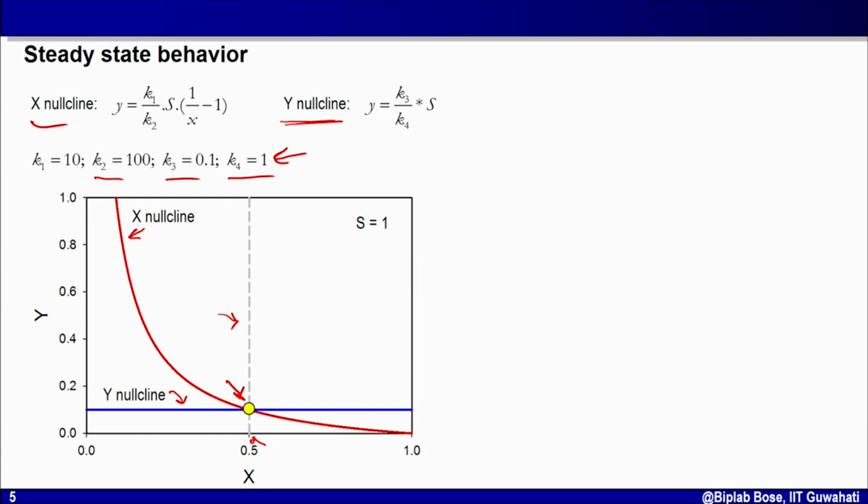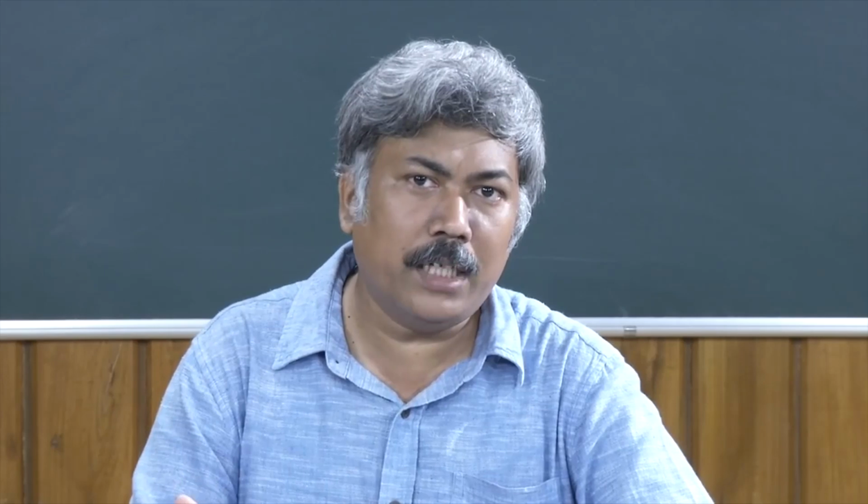Now what will happen if I change S from 1 to 2? That means I am doubling the input signal. What will happen to the steady state? From the algebraic calculation I know that the steady state value of x does not depend upon S, it remains constant. So as long as the parameter values K1, K2, K3, K4 do not change, my steady state value of x will not change. Let us see what is happening here.